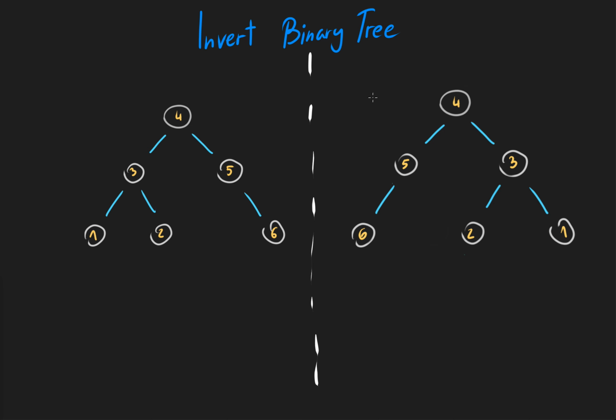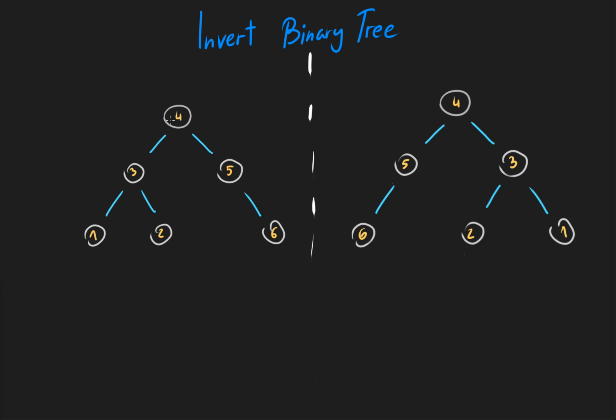We can see that it's exactly like a mirror, right? So 4 is here, 5 here, and 6 is here, right? The first time you encounter this problem, it would probably seem quite intimidating, right? How would we just track everything down and construct a new inverted binary search tree? But actually, using recursion, we will see that it's quite an elegant solution.